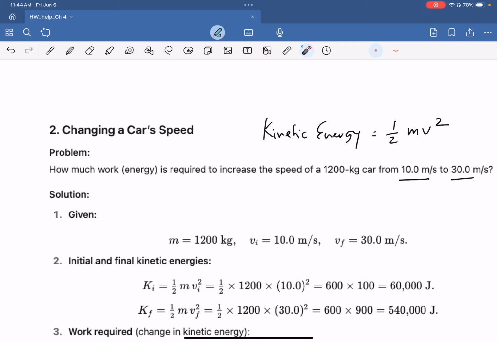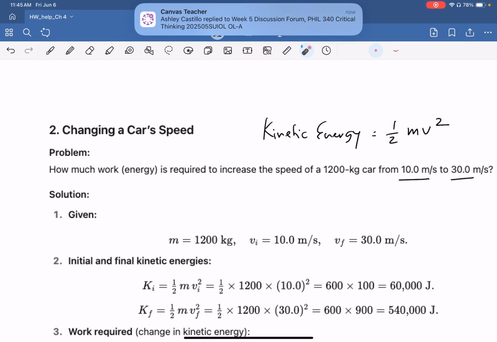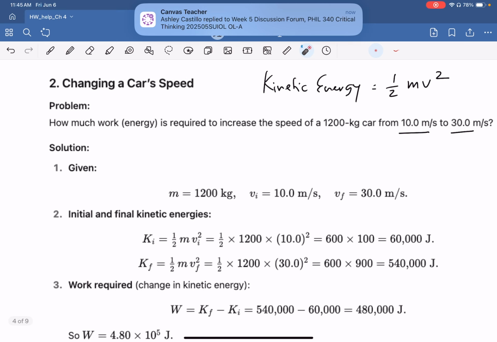Now do the same for the final kinetic energy. You get 1/2 times 1200 times 30.0 square, which comes out to be 540,000 joules. You see that this is much bigger than this. So the work is simply the difference.